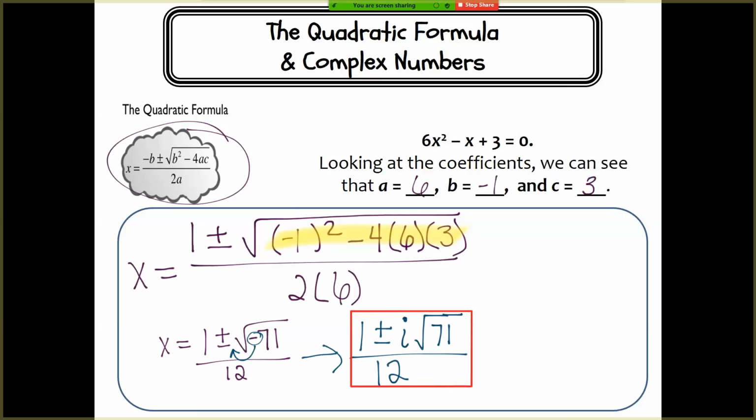So 71 does not simplify. All you've got to do is get rid of that negative, bring it out, and make it an i. Because the square root of negative 1 is an imaginary number. We get rid of that negative 1 and just make it an i.